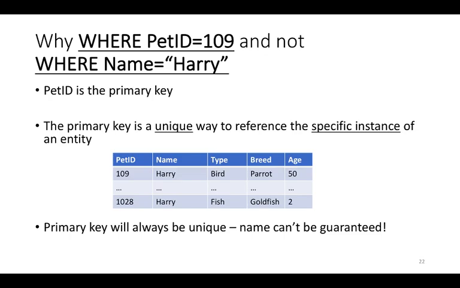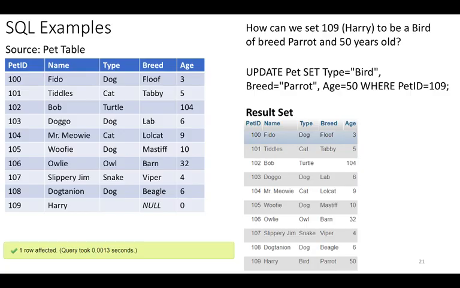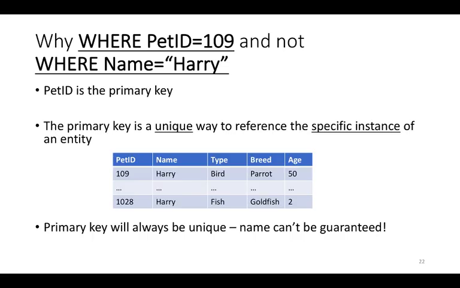So in this query, we've been doing pet ID equals 109. And you might wonder why we said where pet ID equals 109 and not just where name equals Harry. We've only got a pet, we've called him Harry. Why don't we just say update where name equals Harry? So to go back to what we were talking about a few weeks ago in terms of keys, pet ID here is the primary key.